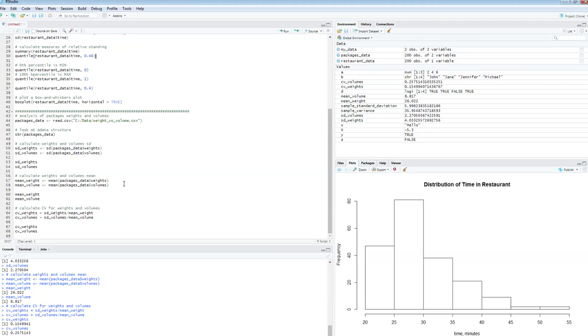Okay, so I'm going to save that R script, and I'm going to post that in the lecture notes right after the PowerPoint about the numerical descriptive measures.